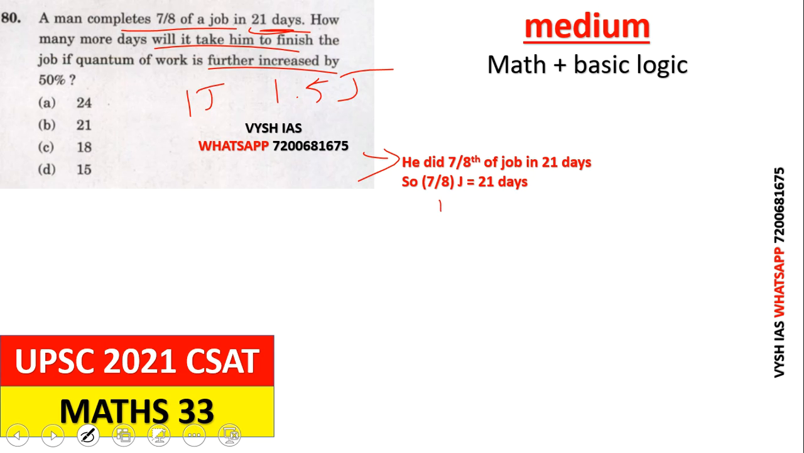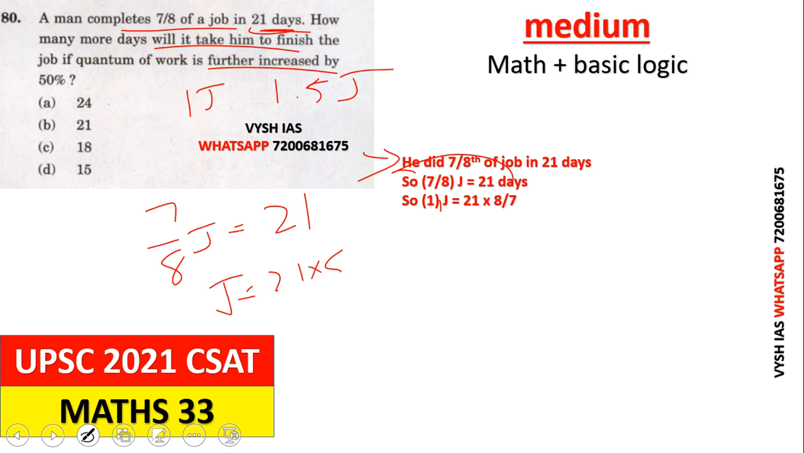Now, how will you make this 1J? Just take this 7/8 and put it on the other side, the reverse of that. 7/8 J is equal to 21 means J is equal to 21 into 8/7. Solve it. 1J is equal to 24 days, meaning for one full job, he will take 24 days.